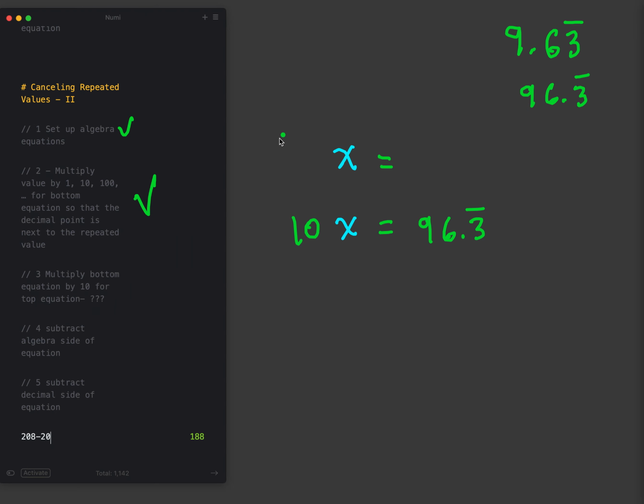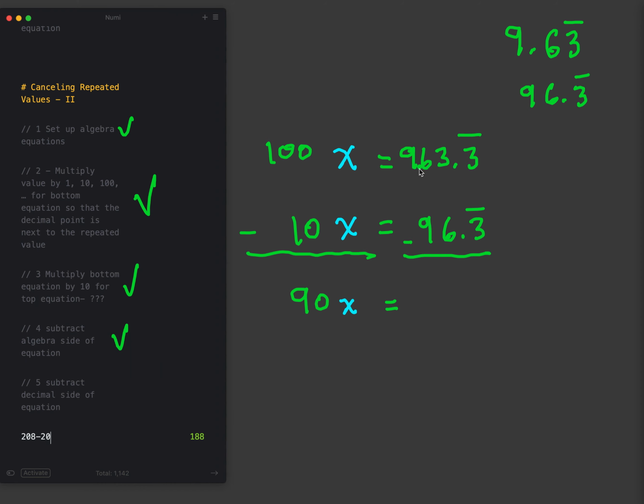So 10 times 10 is 100, and 96.3 times 10 is going to be 963.3 repeating. Great. Then I want to subtract the algebra side of the equation. So I'm going to do 100 minus 10. That's going to give me 90x equals, and then I'm going to subtract the decimal side of the equation.